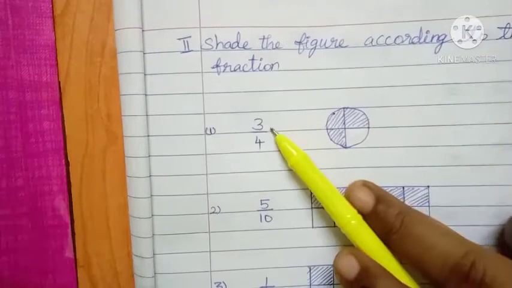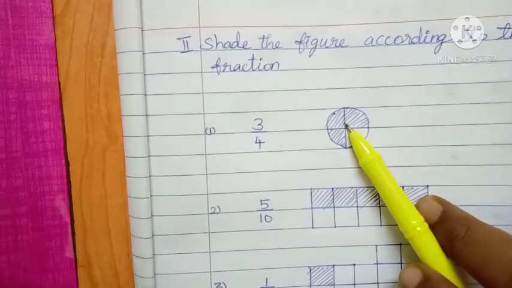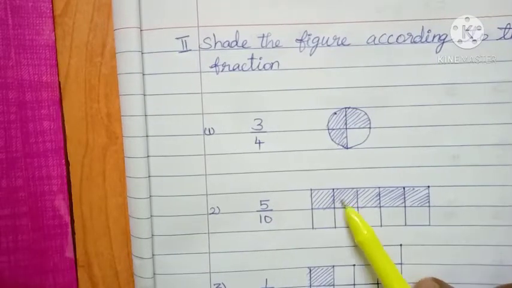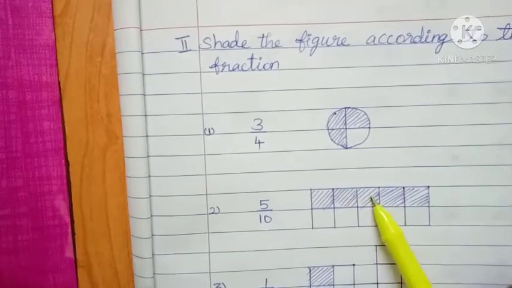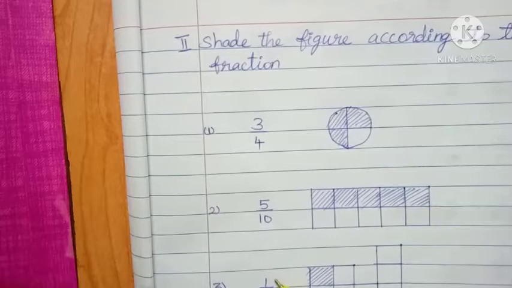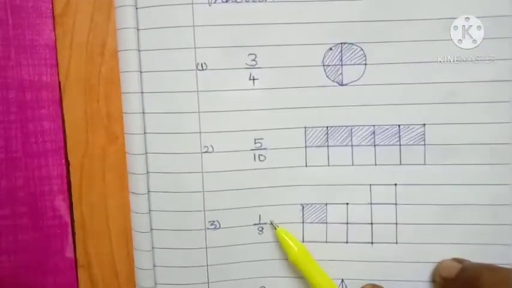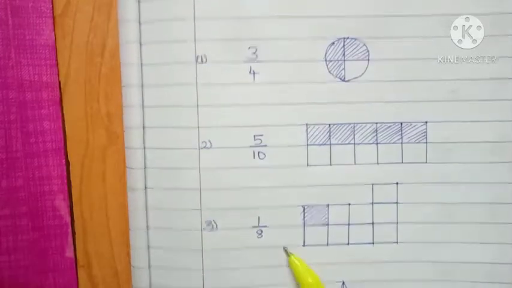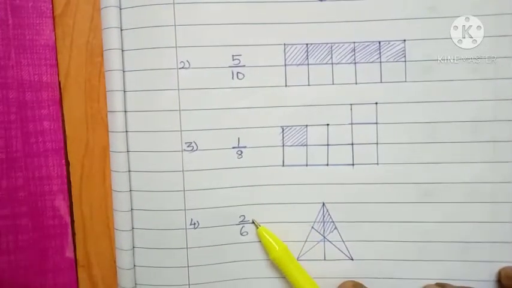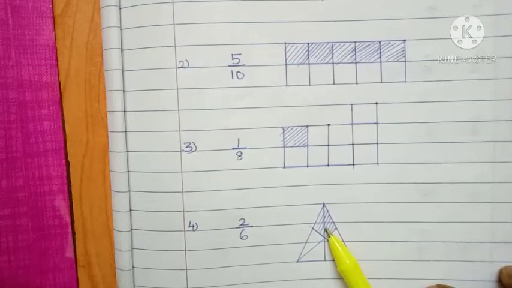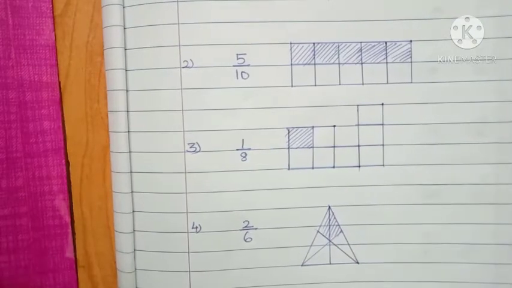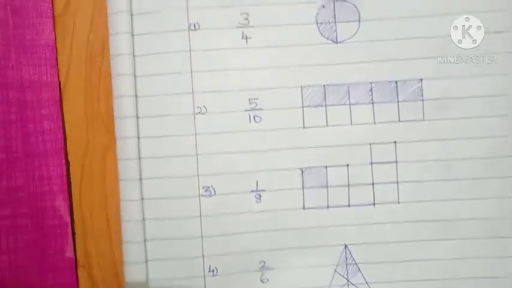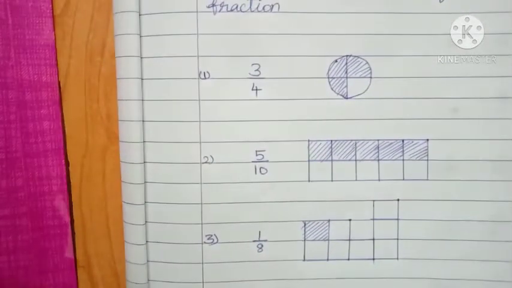So here 3 parts is given, so I shade 3 parts. The next one, 5 parts is given here, so shade 5 parts: 1, 2, 3, 4, 5 parts. The next one, only 1 part, so easy, only one part you shade. Then the next one, 2 parts, so shade 2 parts. So the fraction is given to you, the figure is given here, then you only shade and get the answer.